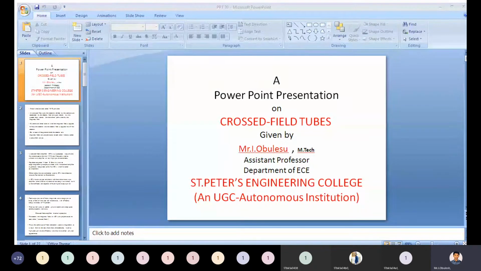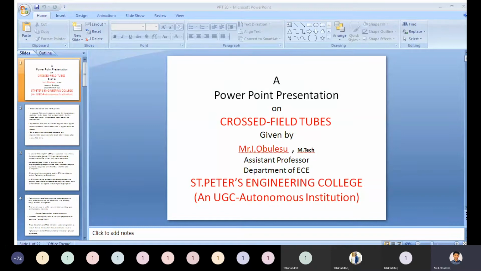So in the klystrons, we have linear tubes in which the magnetic field is applied to focus the electron and the electric field is applied to drift the electron.